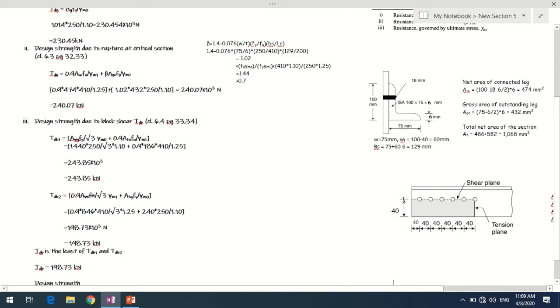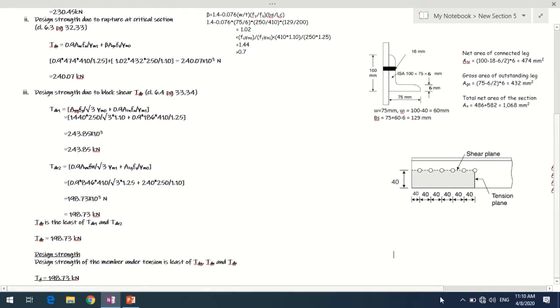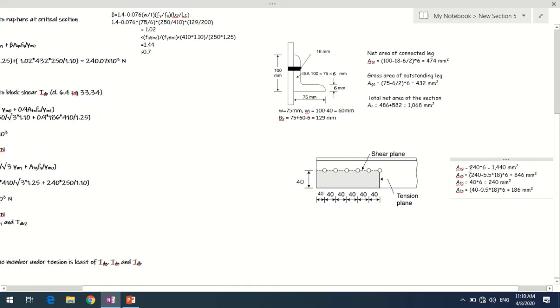Now coming to Avg. Avg is the gross area along the shearing plane. It will be the length of this line from the center of this bolt up to the end of the angle, multiplied by the thickness of this angle. So there are 5 pitch distances and a 40 mm end distance over here. So in total this will come out to 240 mm. That multiplied by the thickness of the angle will give us the area along this shearing plane. This is the gross area. We have not made any deduction for the bolt holes. So that will be the gross area, Avg.